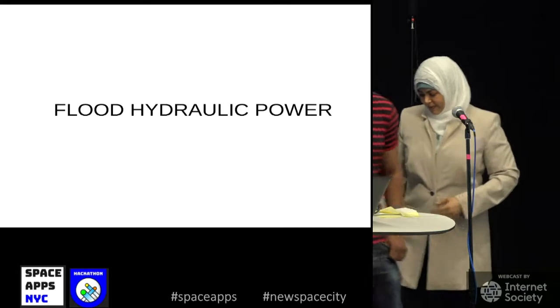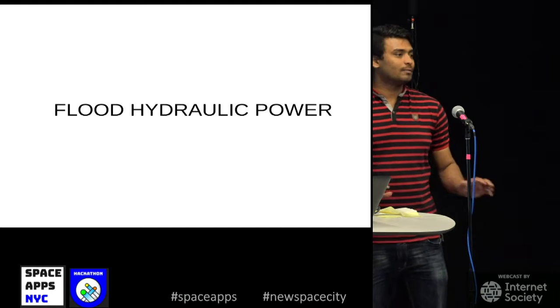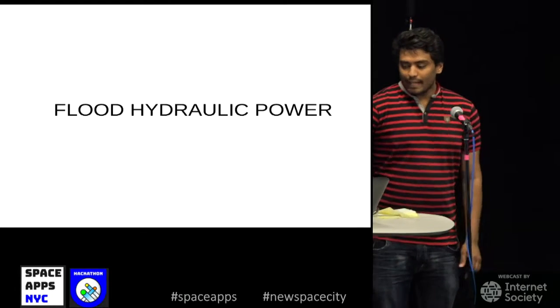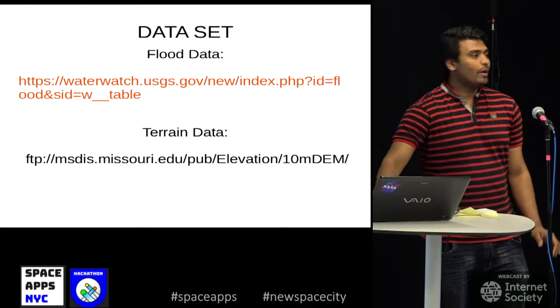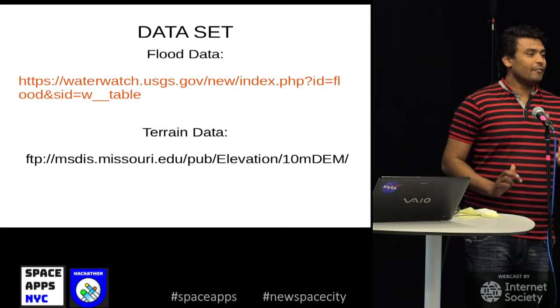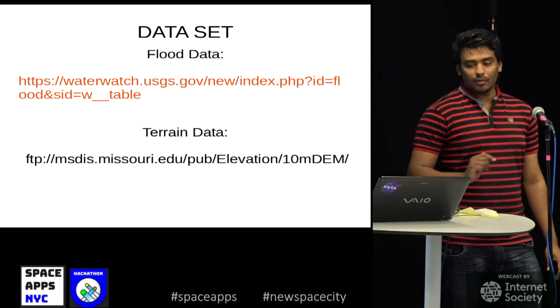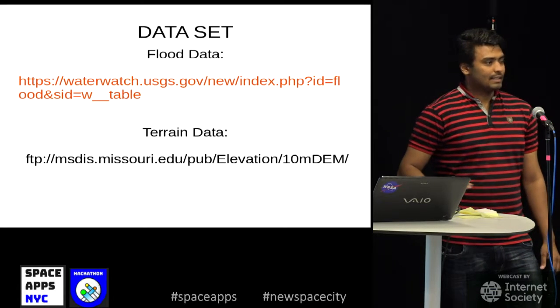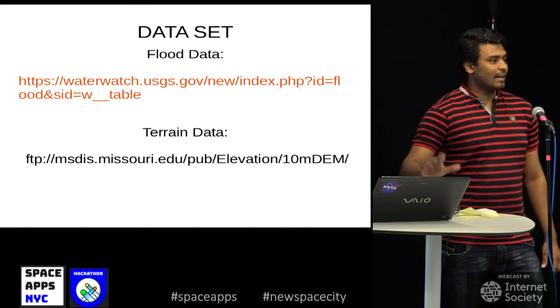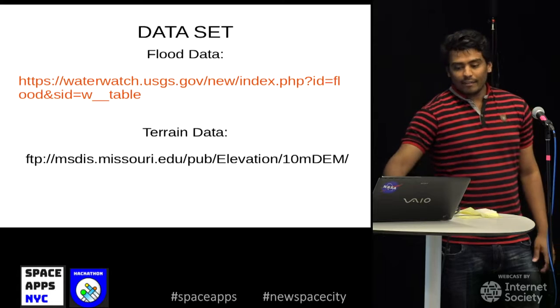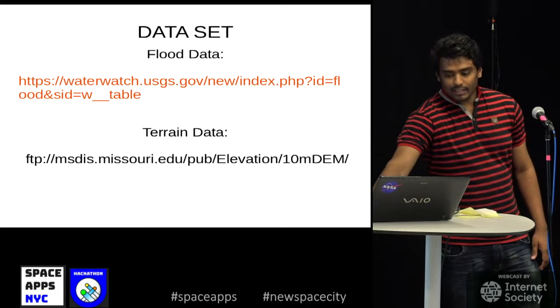Thank you. So you know what our project is about. The important part now is the two parts: where we are having the floods and what the terrain of that area is like. So we are gathering the data sets from two government websites. One is from Missouri. Right now we are targeting that area because it's facing floods right now. And we are getting terrain data.